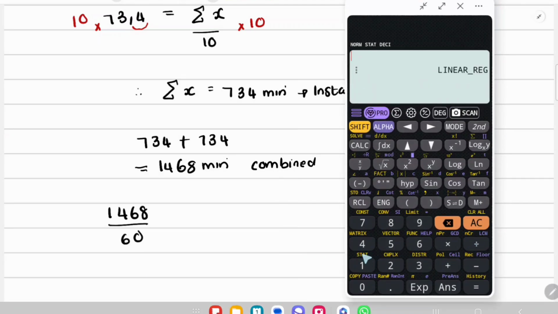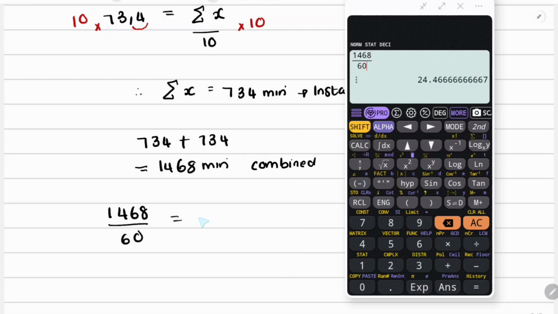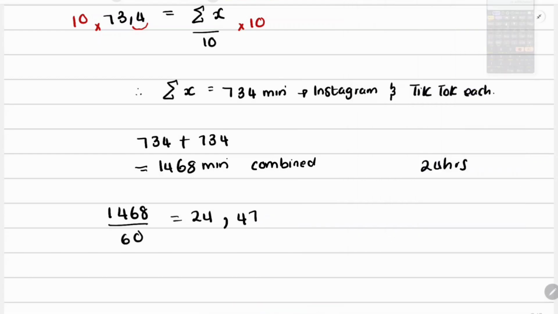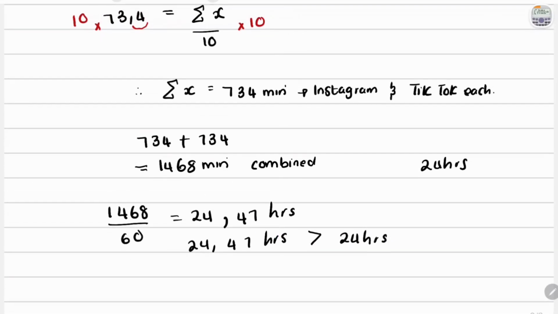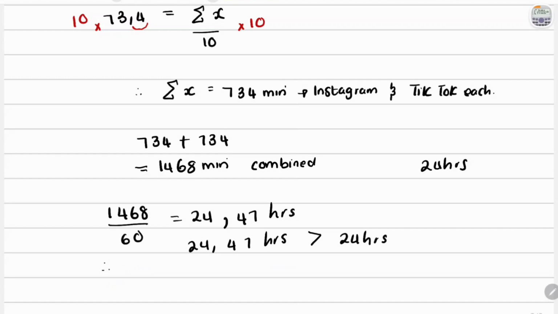Okay, so if we take that and divide it by 60, let's see what we get. 1468 divided by 60. So we get 24.46 recurring, but you can just round off to 24.47. And as you can see, this is in hours, and this is actually bigger than 24. So because 24.47 hours is greater than 24 hours, the time that they spent combined is actually greater than a day, and it means that the researchers were actually correct. So if you look at all the time that the total learners spent on Instagram and TikTok combined, it's actually more than an entire day.